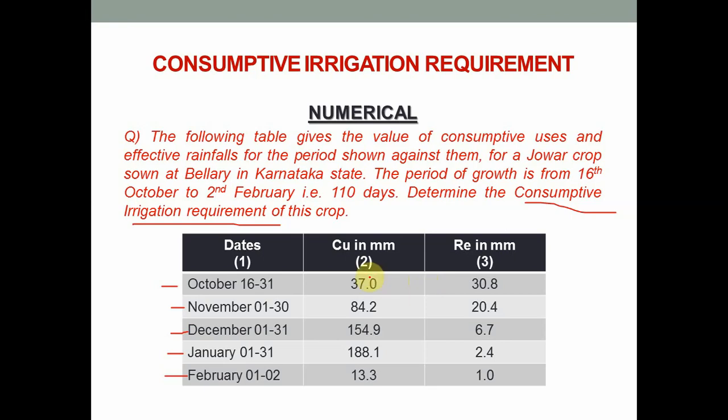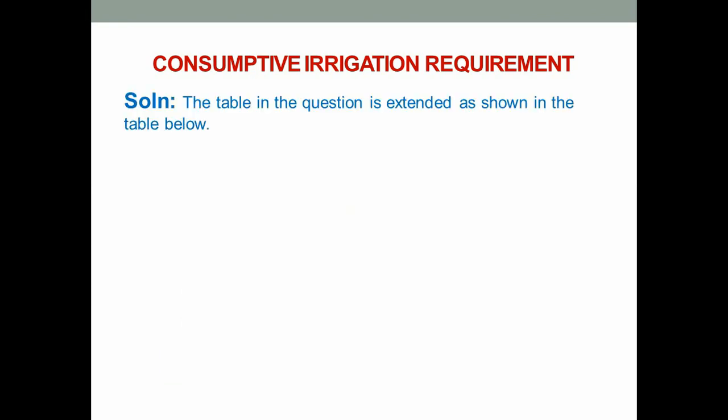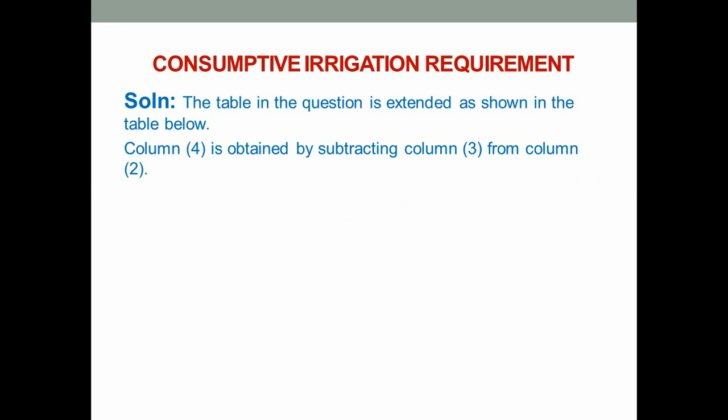So the total consumptive use of a plant, for example in October month for 15 days, it was 37 millimeter. Now 30.8 millimeter out of those was provided by the effective rainfall. So common sense tells us that the irrigation water which we will have to provide will be consumptive use minus effective rainfall. So this is the solution. The table in the question we will extend.